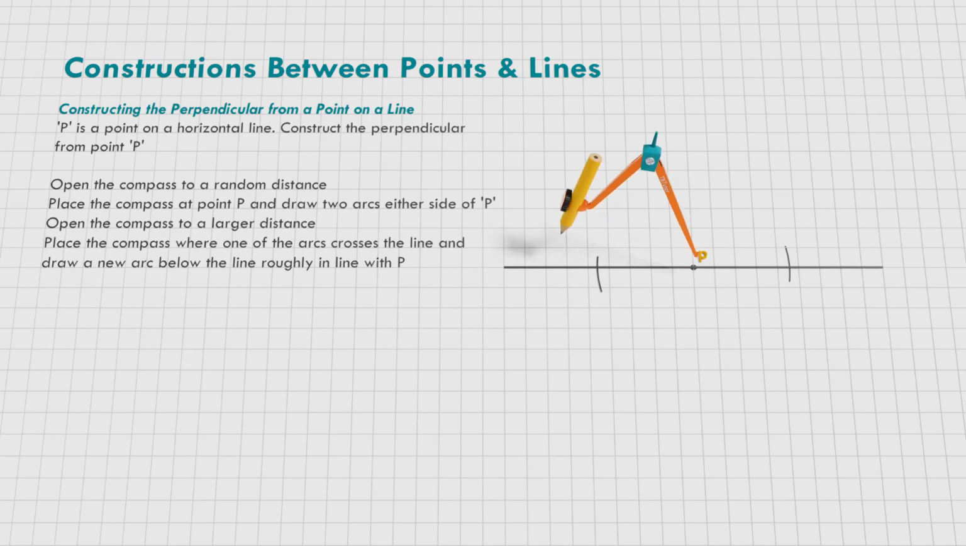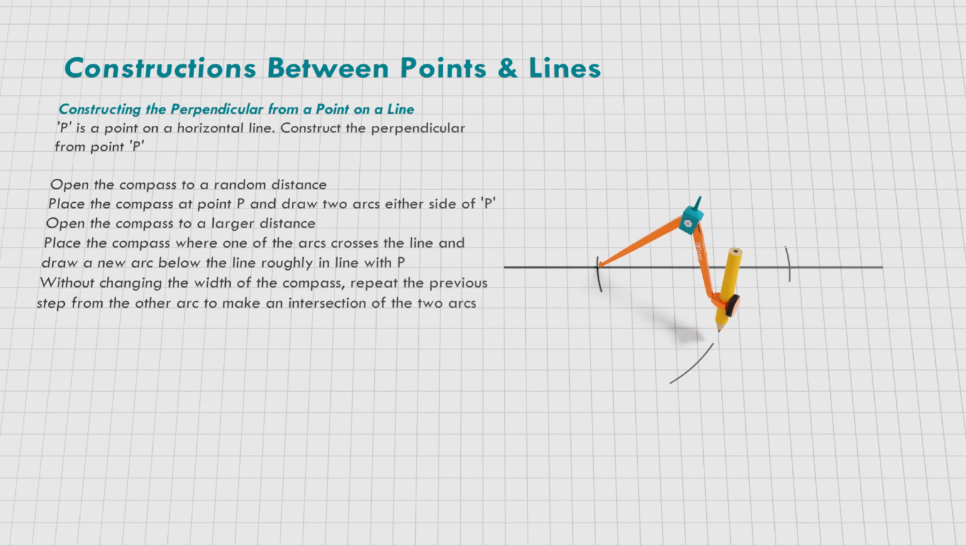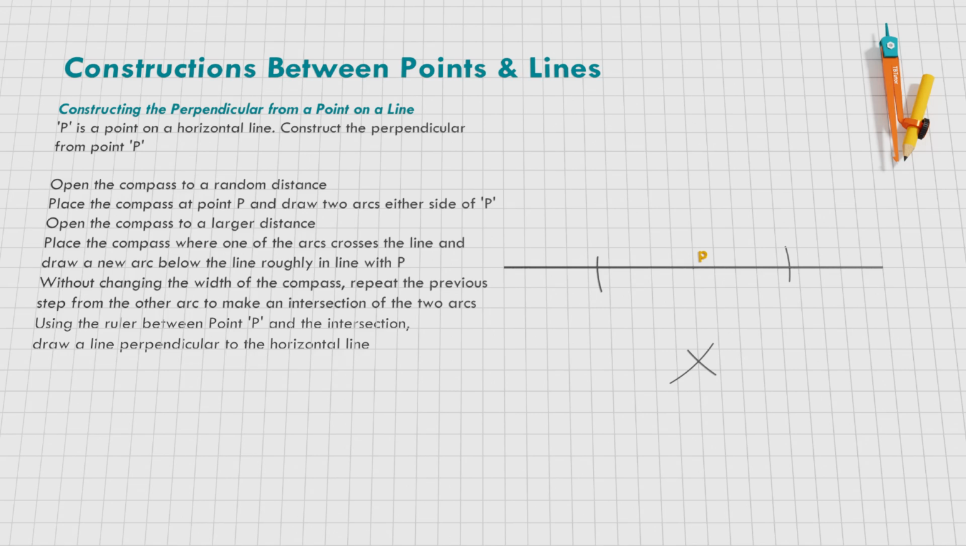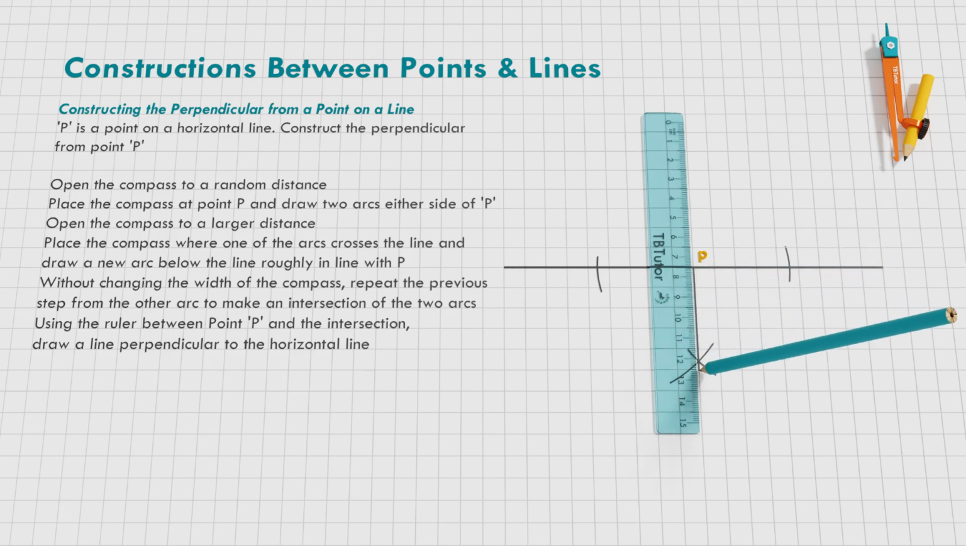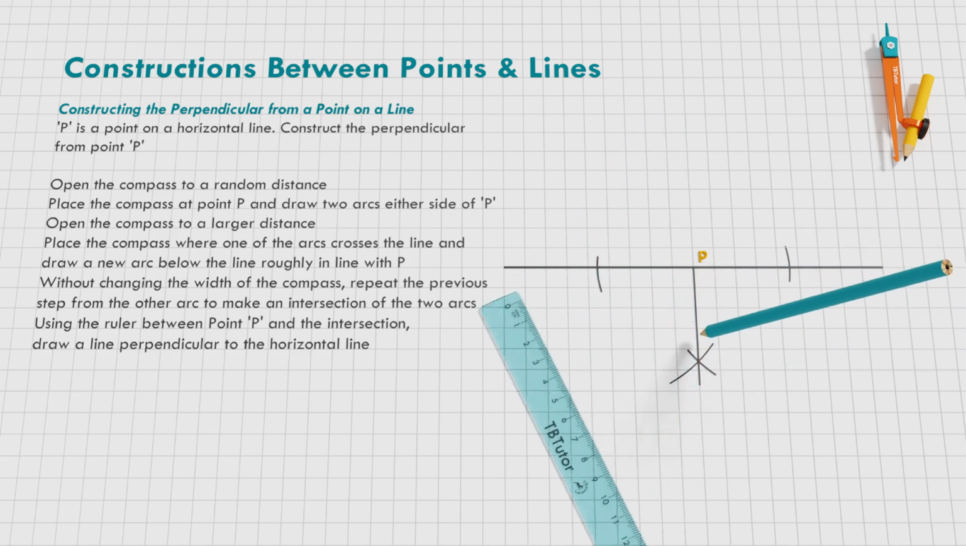We now place the compass where one of the arcs crosses the line and draw a new arc below the line roughly in line with P. Then, without changing the width of the compass, we repeat the previous step from the other arc to make an intersection of the two arcs. Using the ruler between point P and the intersection, we can now draw a line perpendicular to the horizontal line.